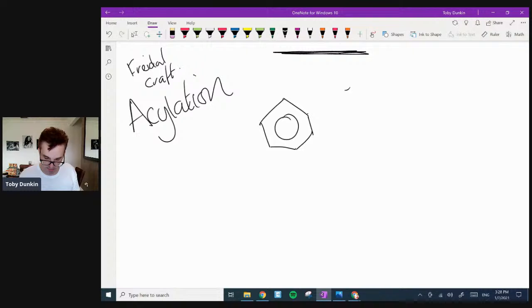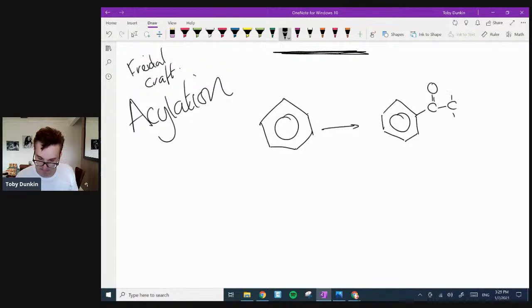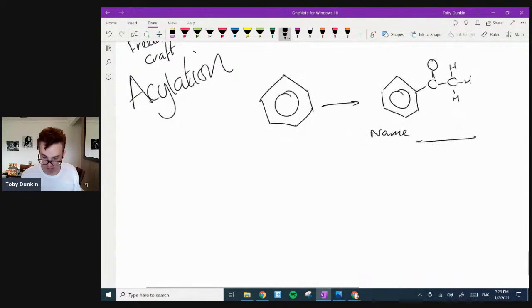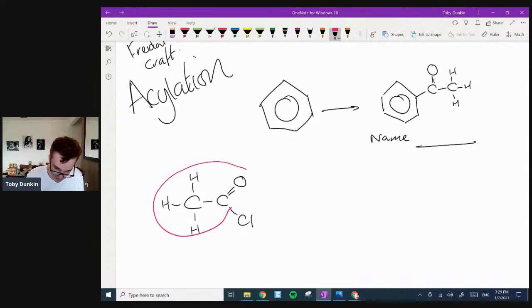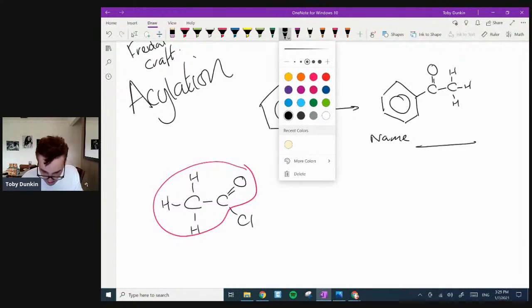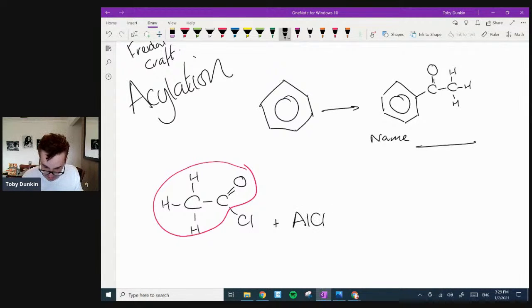I've suddenly realized I've done that wrong, because I want to go from benzene to that. I want to add this group to it. Friedel-Crafts acylation. Name this, please. Hard one, not easy. I'm going to take an acyl chloride. Guess what the catalyst is? Because I want to add this section, guess what I need to remove? Surprise, surprise, chlorine. So I'm going to take AlCl3 again.